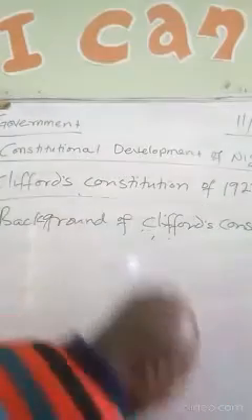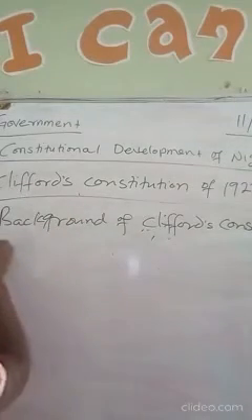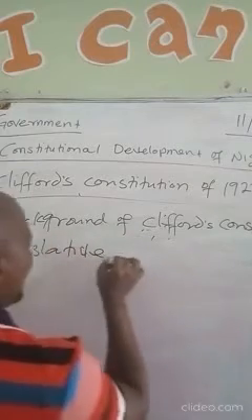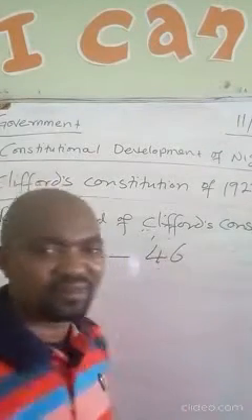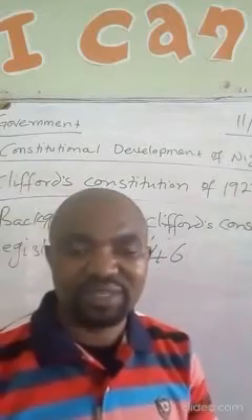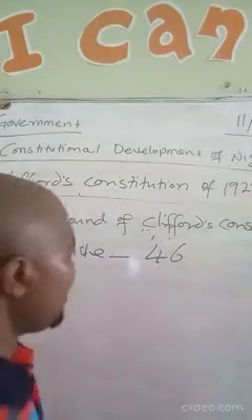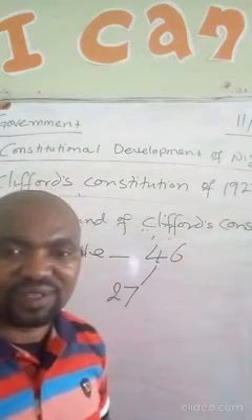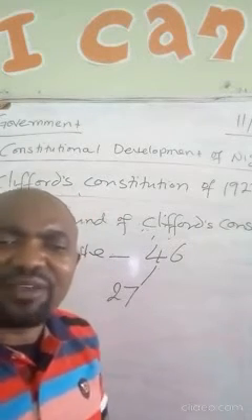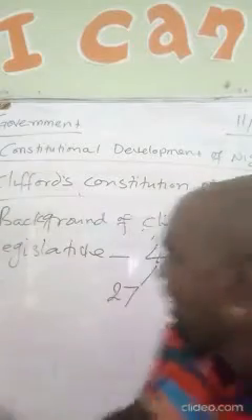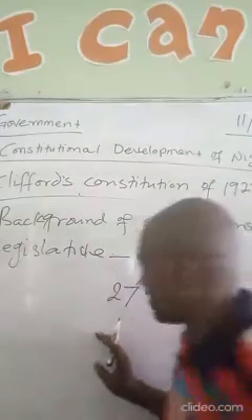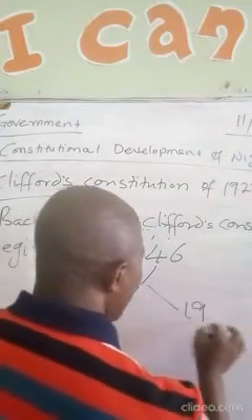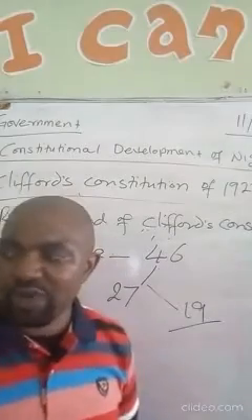Now, the Legislative Council has 46 members. Now, of these 46 members, we have 27 that are called official. Official in the sense that they are purely government workers who are members of the Legislative Council. Now, out of this, then we have 19 that are called unofficial, or ex officio.